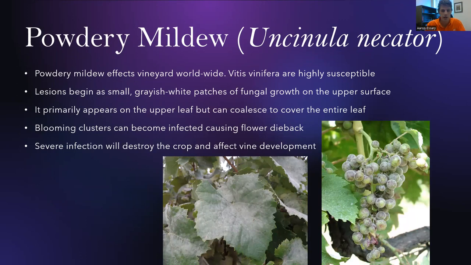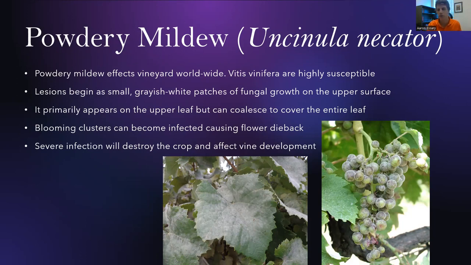Powdery mildew is all over, actually. It primarily appears on the upper leaf, but can coalesce to cover the entire leaf. Blooming clusters can be infected, causing flower dieback. Severe infections can destroy a crop and affect the vineyard development itself. If you have a severe outbreak, not only will it hurt your current season's growth, but the vines simply can't photosynthesize and have normal physiological function because the disease is so severe. So if you have a severe disease, you need to eradicate it because it's affecting next year's growth as well. It's affecting the way the vine photosynthesizes and stores carbohydrates, and it can just ruin a vineyard.